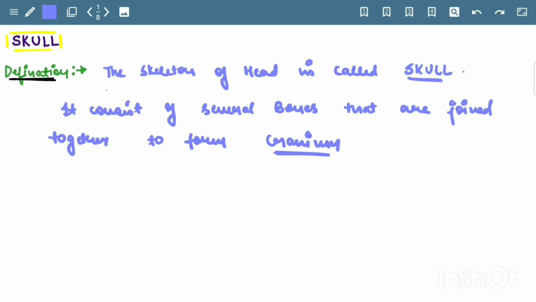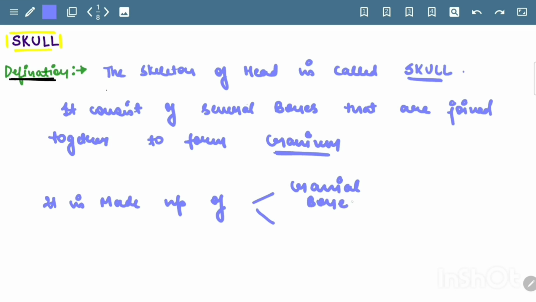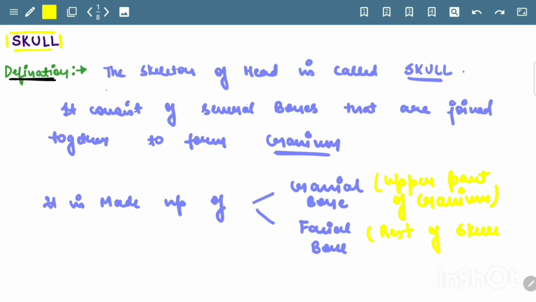Skull is important for the theory as well as for the practical purposes, as its markings are always asked by the examiner during spotting. Skull is made up of two bones. First one is cranial bone and the second one is facial bone. Cranial bone forms the upper part of the cranium, whereas facial bone forms the rest of the skull and mandible.